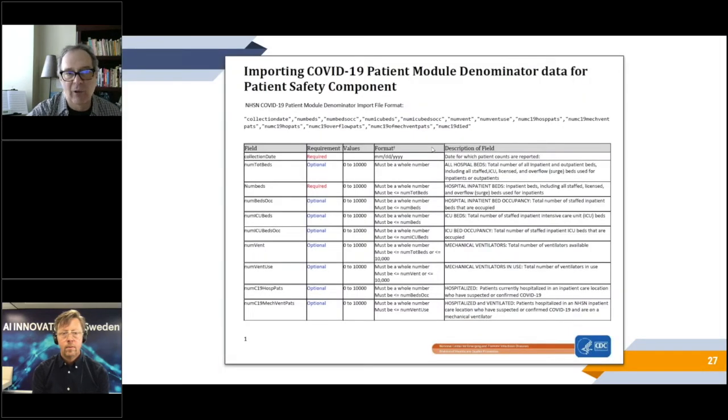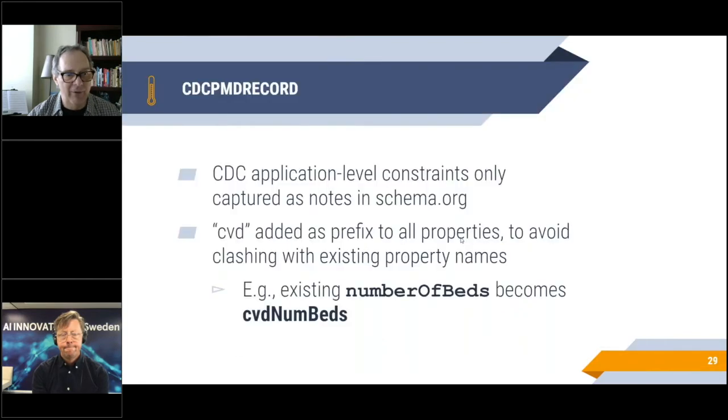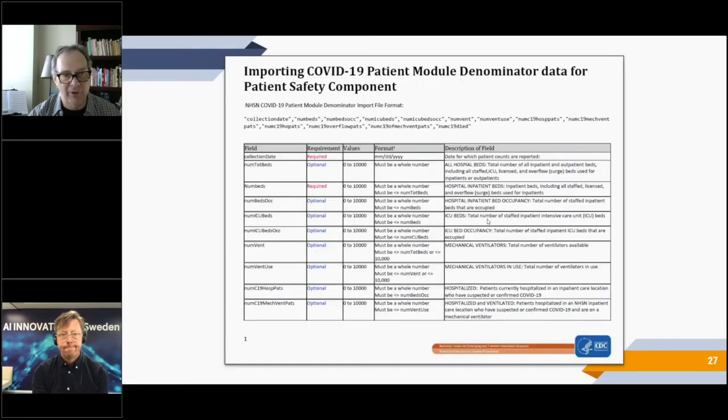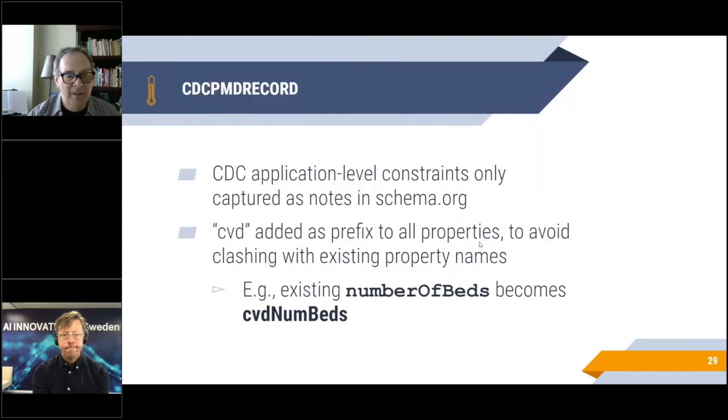This is what the schema looks for from CDC. Pretty standard stuff. You've got fields, values, requirements, and descriptions, and you'll see pretty much exactly the same fields in schema.org, except they've all been prefaced with CVD to avoid name collisions. The other difference too is that constraints such as optional or required or range of values, schema.org has no notion of constraints, so they've only been captured as nodes within the schema. There's no way of representing that in schema.org structured data or to enforce that.